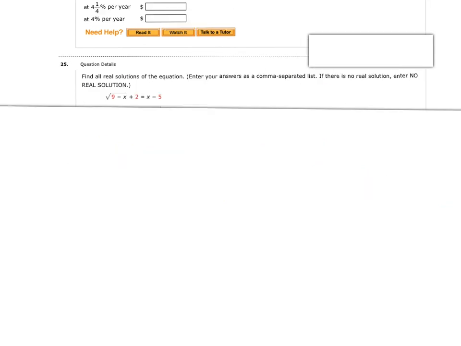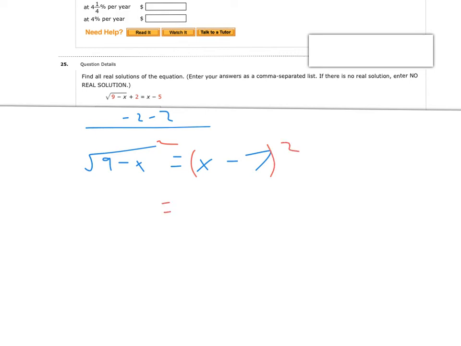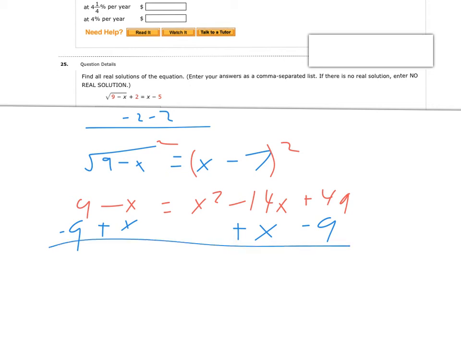All right, next up here we have a radical equation. So we want to isolate the radical, so I'm going to subtract the 2 over. And that's going to equal x minus 7. And then we need to square both sides. But on this side, that means we're going to have to FOIL here. So x squared minus 14x plus 49. It's going to equal 9 minus x. Okay, now it's a quadratic, so I need to get one side to 0. And we need to factor.